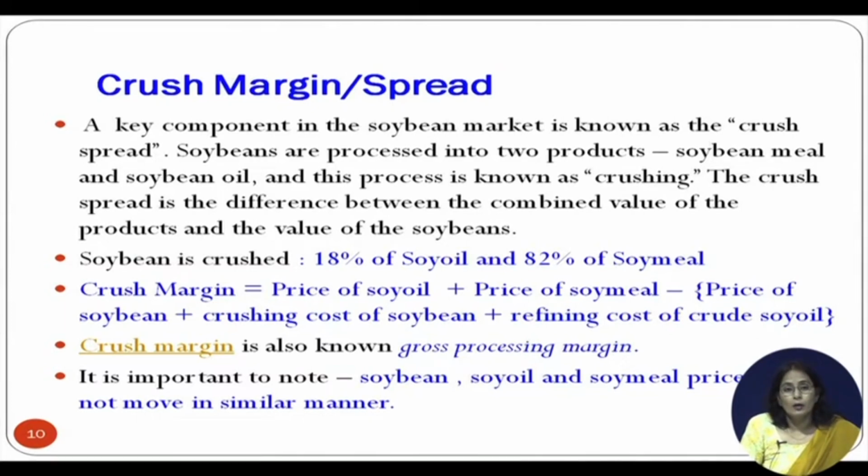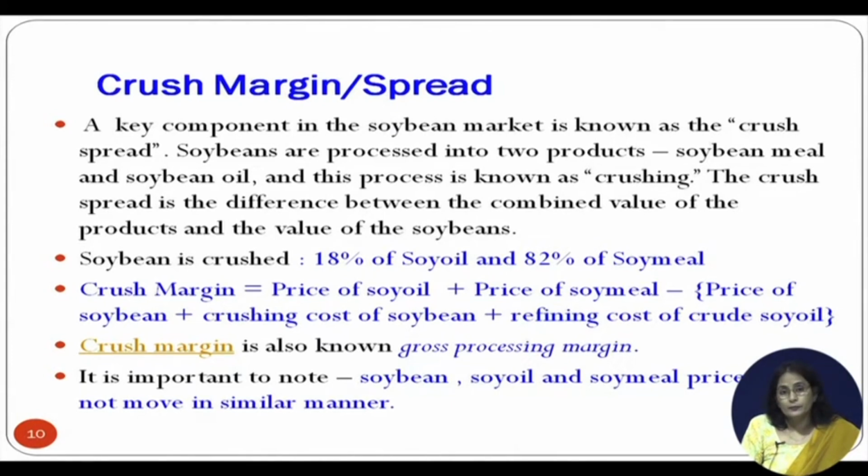So the cross margin, as you can see in the formula given, is the price of soya oil plus the price of soya meal minus the price of soya bean plus the crushing cost of soya bean and refining cost of crude soya oil.